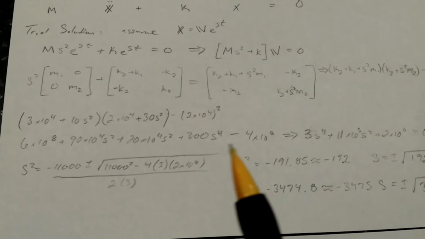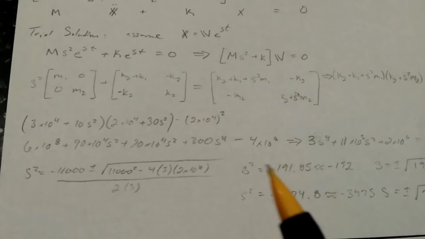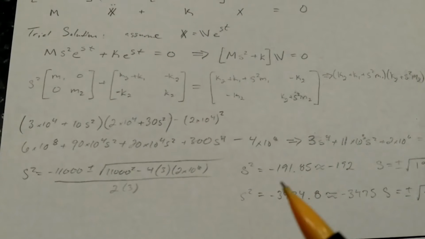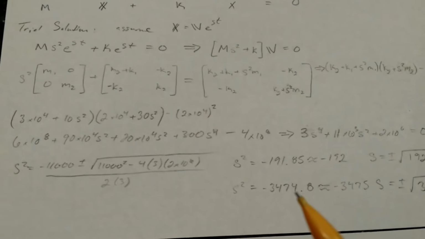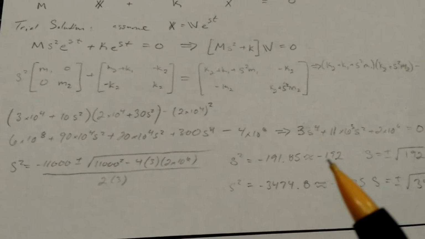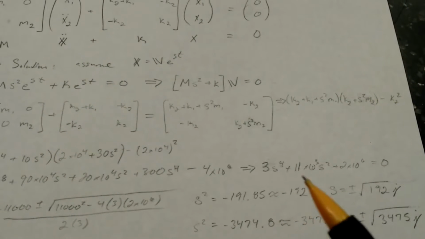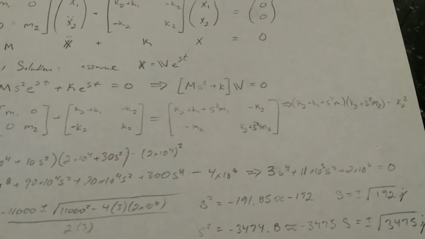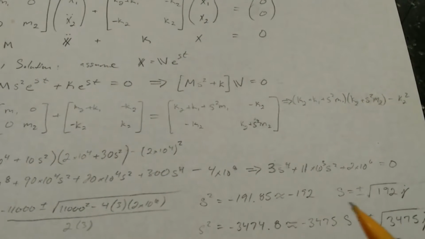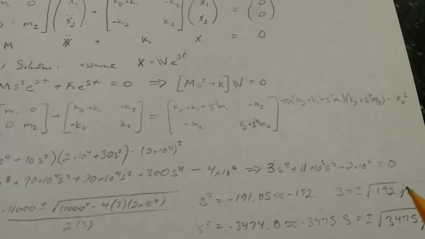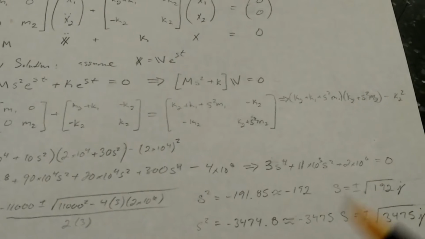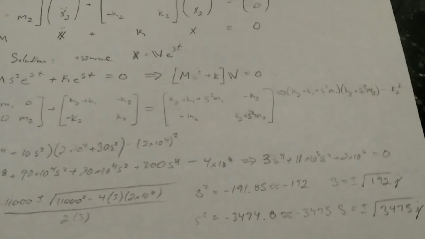And as you just crunch some numbers, you will have to use the quadratic formula. And you get two numbers, and just approximating to the next highest number, we'll get negative 192, negative 3475. And of course, those are squared, so you take the square root, and it's a negative number, so you get the imaginary, you get the j. And so there's actually 4 solutions, 2 of each.